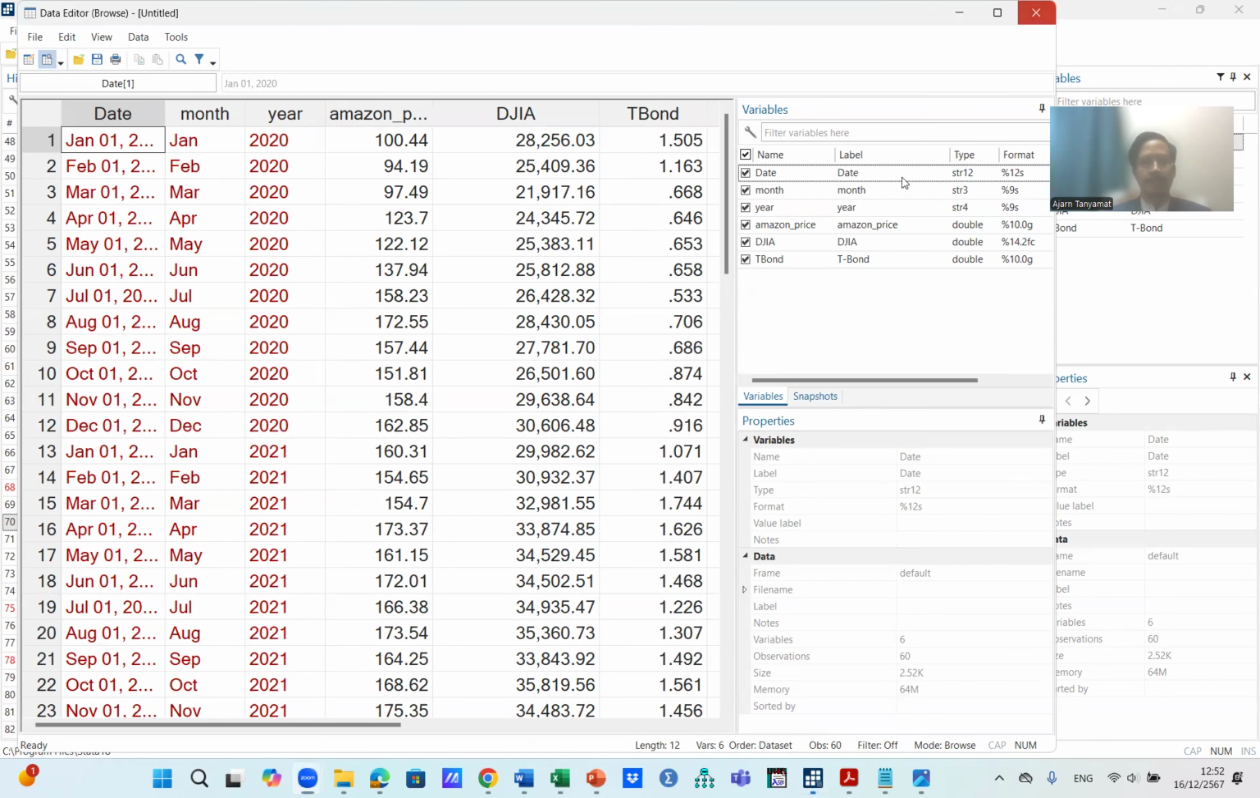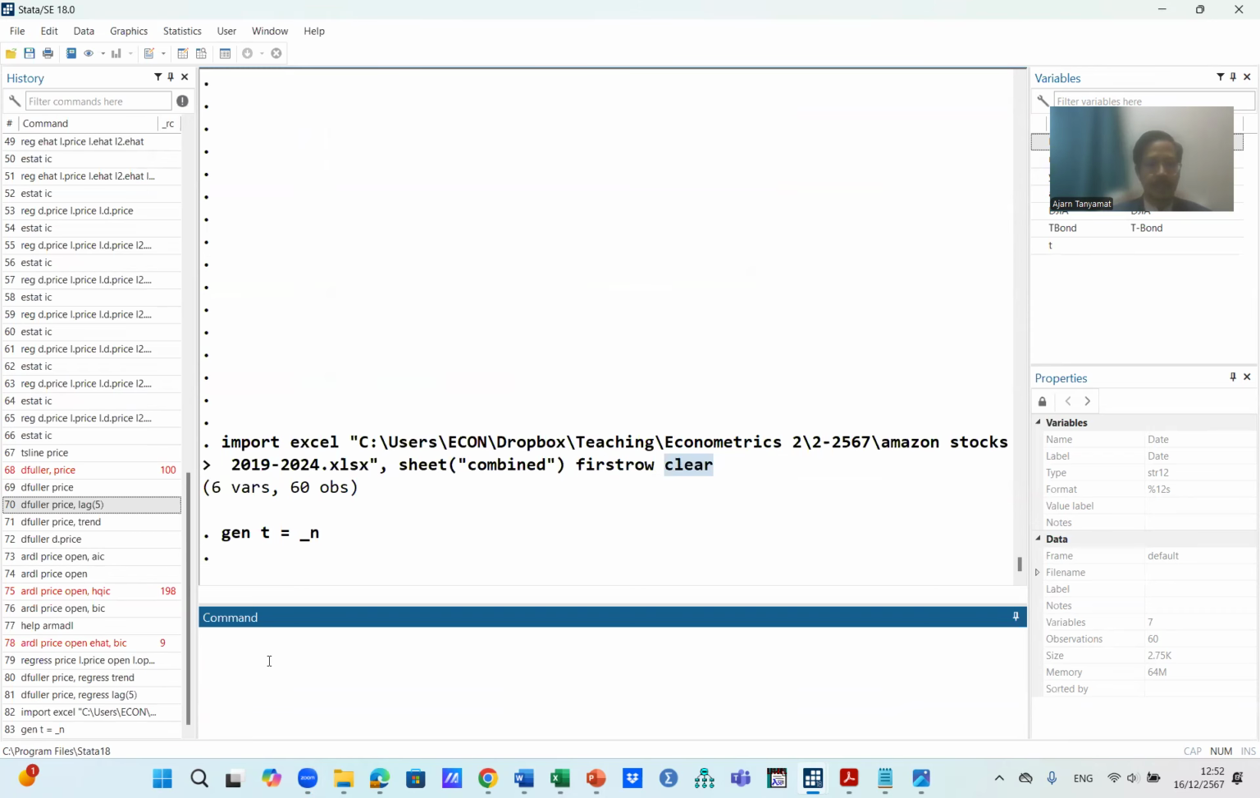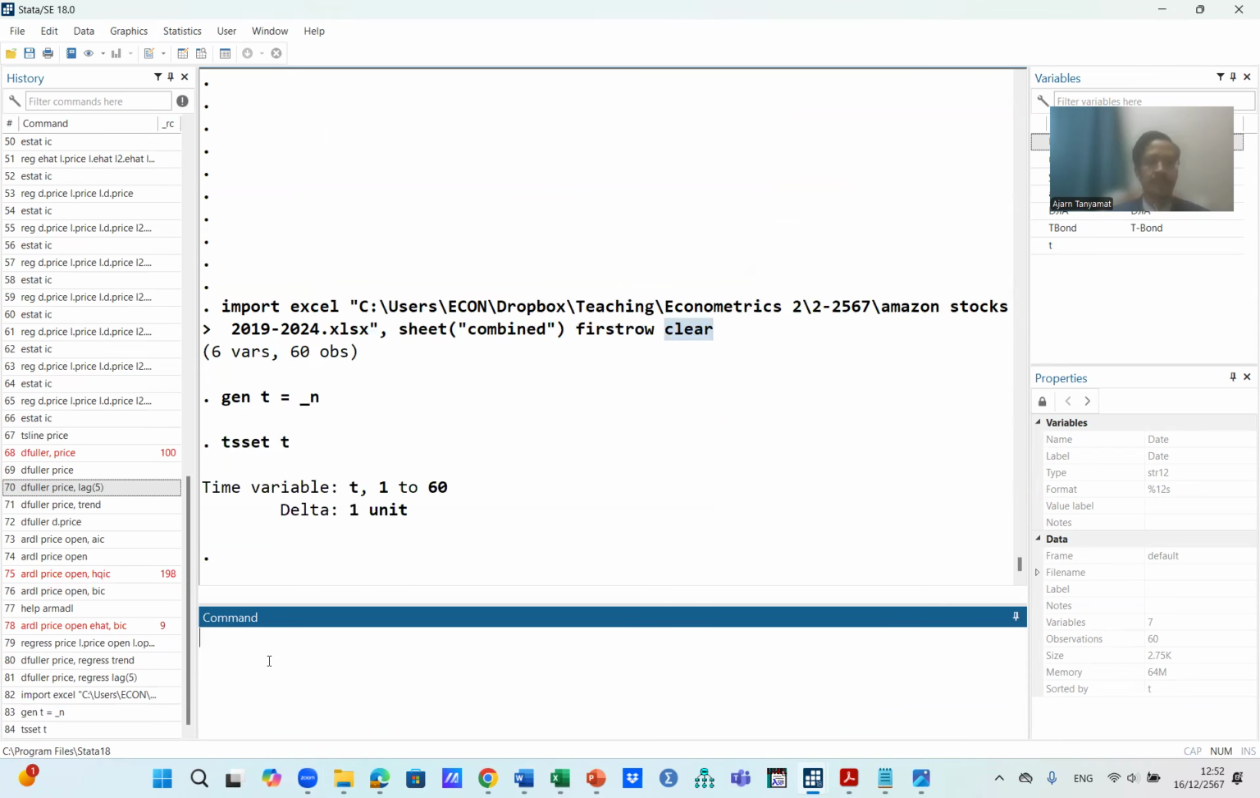Okay. But here's the thing. If I were to plot them, gen T equals _n, tsset T. Okay, so set up the time series. If I were to plot the time series, what I'm going to get is something that doesn't look really nice.